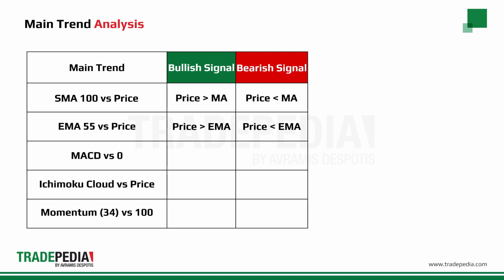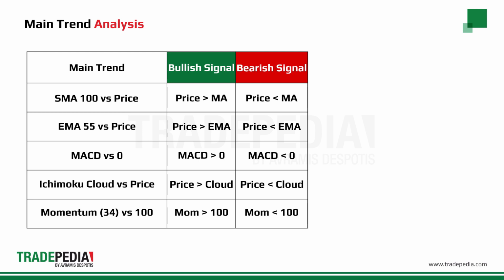below its EMA. We get a bullish signal when the MACD value is positive above the 0 level, and a bearish signal if it has a negative value below the 0 level. If the price is above the Ichimoku cloud, we get a bullish signal, and if the price is below the cloud, we get a bearish signal pointing towards a downtrend. The momentum indicator will give a bullish signal when the momentum line is above the 100 level, and a bearish signal when the momentum line is below the 100 level.